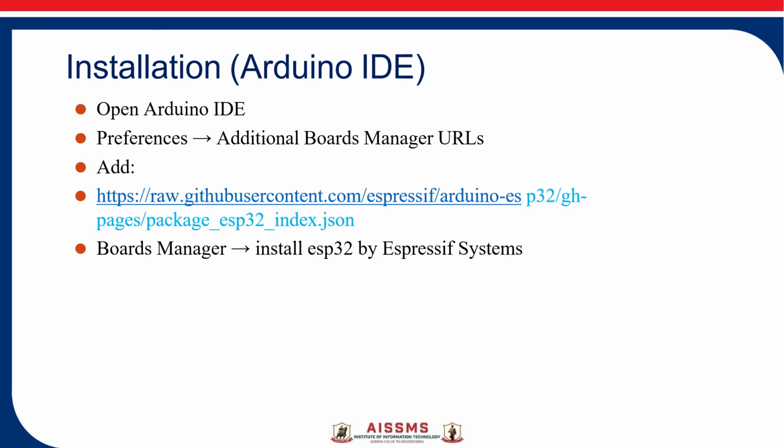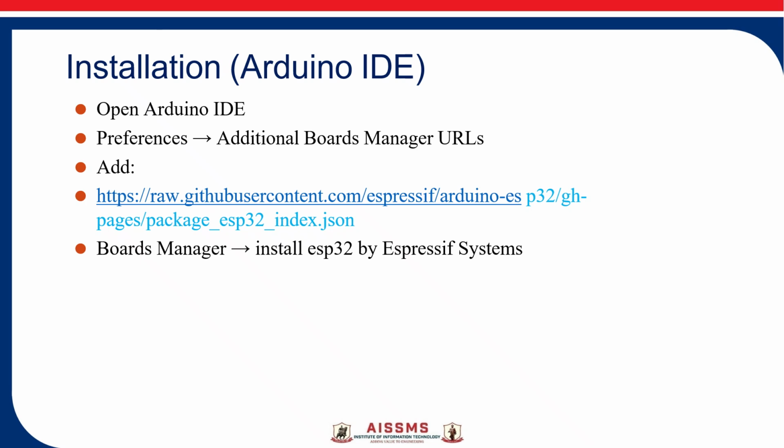First go to the official Arduino website at arduino.cc. Choose the version compatible with your operating system, such as Windows, Mac and Linux. Download the installer.